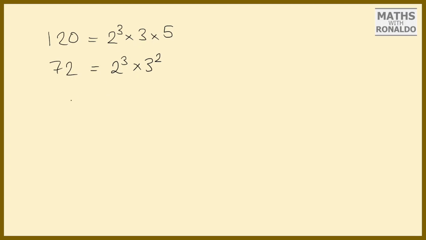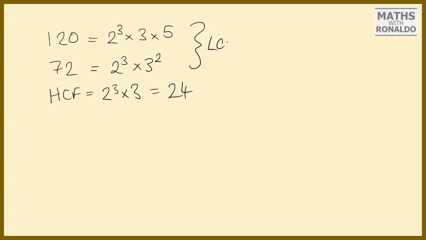Now if we continue with that example, if we have 120 and 72, we know that 120 equals 2 to the power of 3 times 3 times 5, and 72 equals 2 to the power of 3 times 3 squared. And we know the HCF, the highest common factor, is 2 to the power of 3 times 3, which is 24.